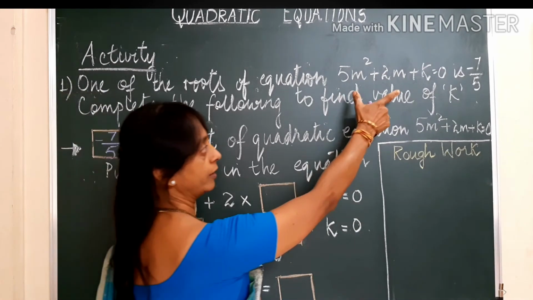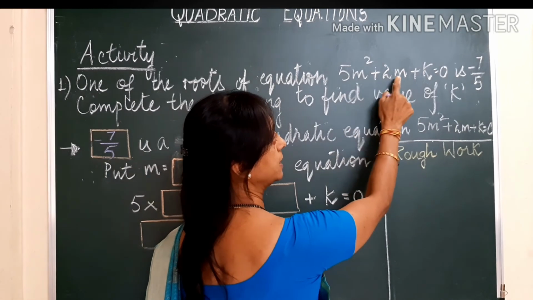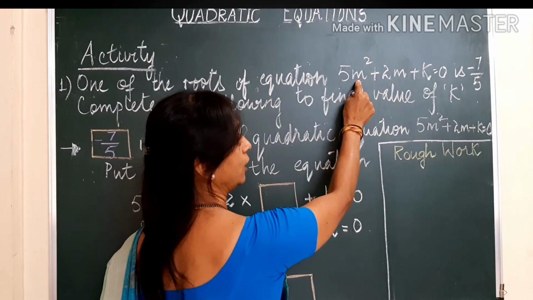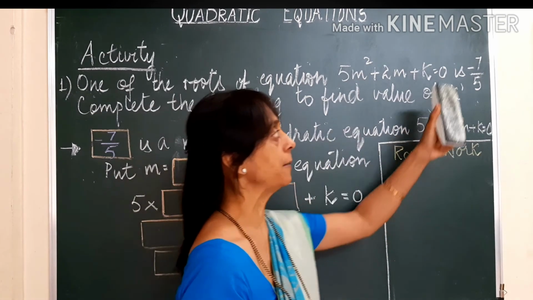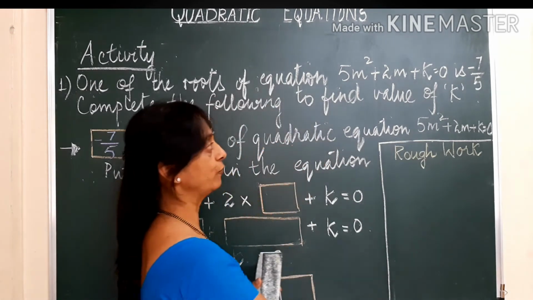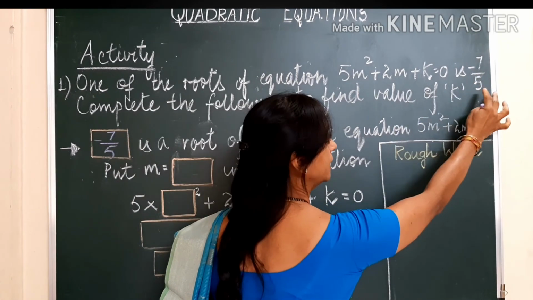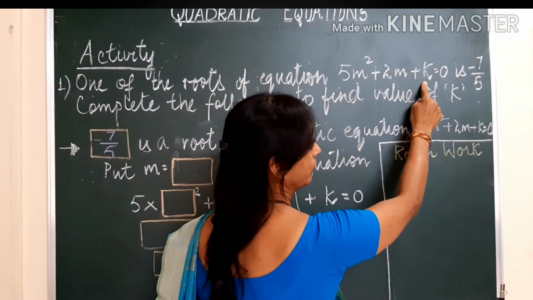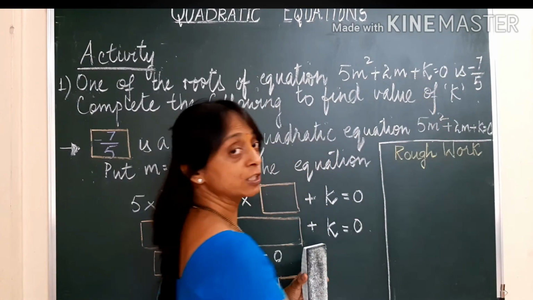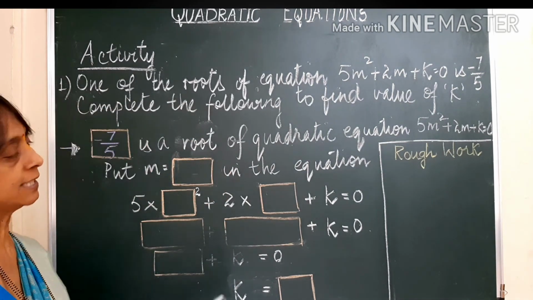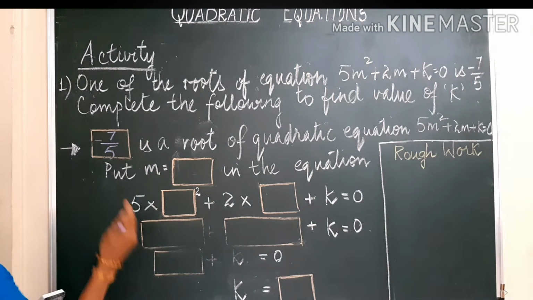They have given you a quadratic equation 5m square plus 2m plus k is equal to 0, where the value of m is given as minus 7 upon 5. So you have to find out by substituting the value of m as minus 7 upon 5 the value of k, which is also unknown over there in the given quadratic equation. Now let's see, how do we fill up the boxes?